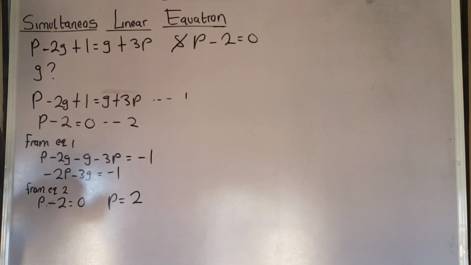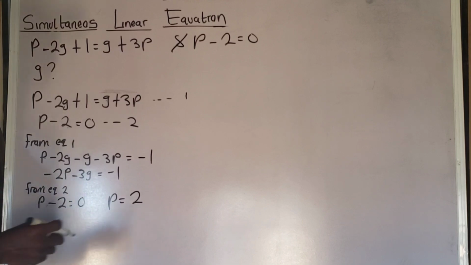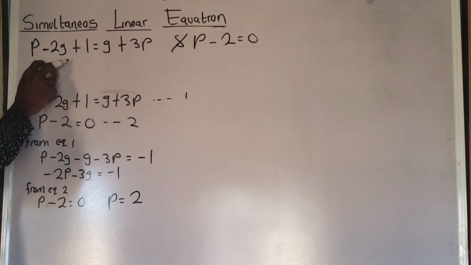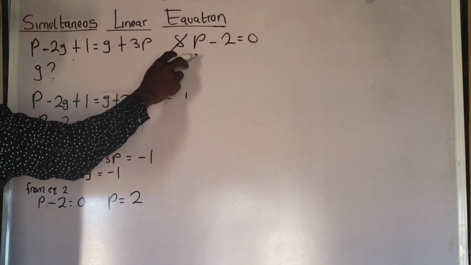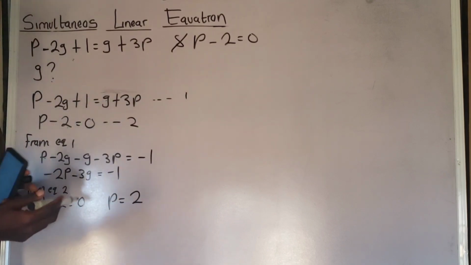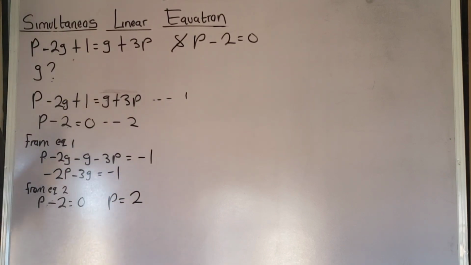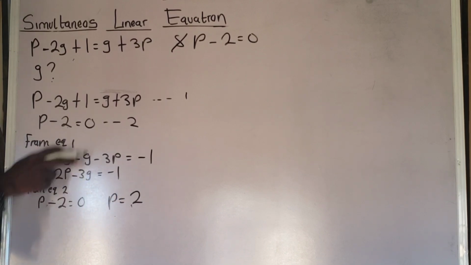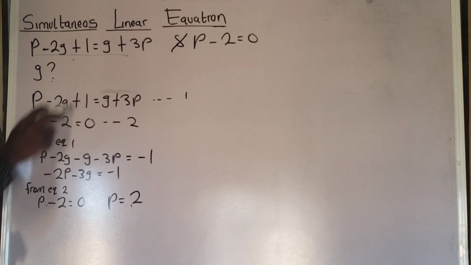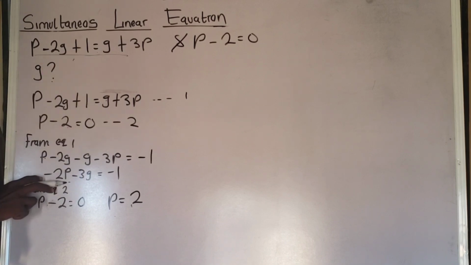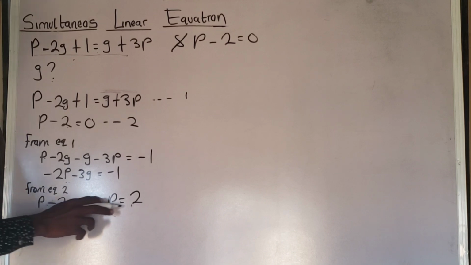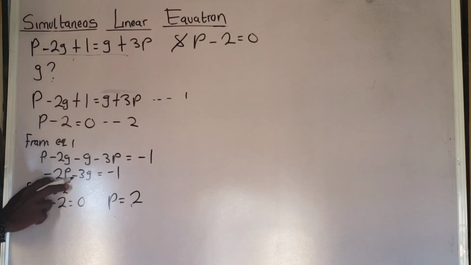The goal is to determine the value of g. They gave me two equations, one in a special case, and one is p minus 2 equals 0. Here I can easily make p the subject of the relation, so p is equal to 2. And I've already simplified the other equation: negative 2p minus 3g equals negative 1. Hence, I'm going to substitute the value of p into this equation to get the value of g.